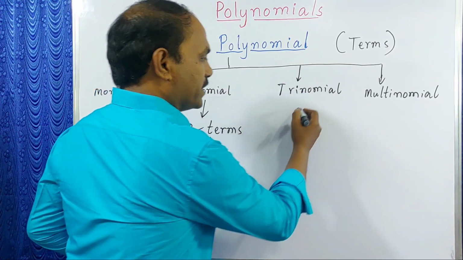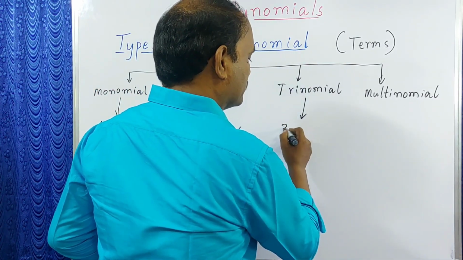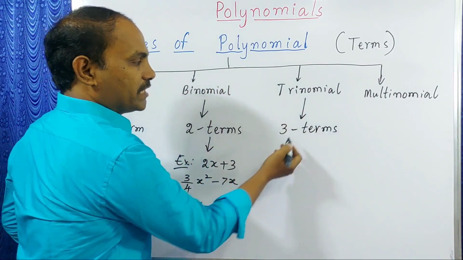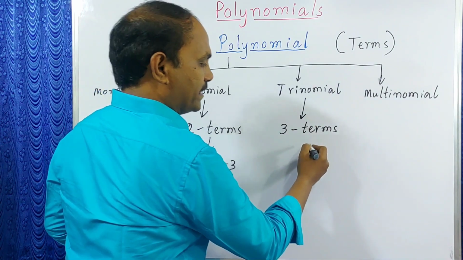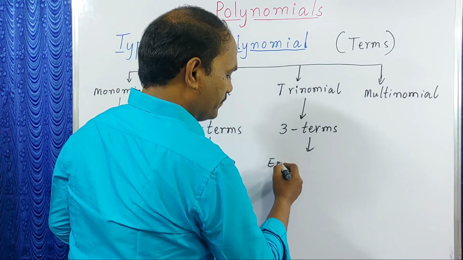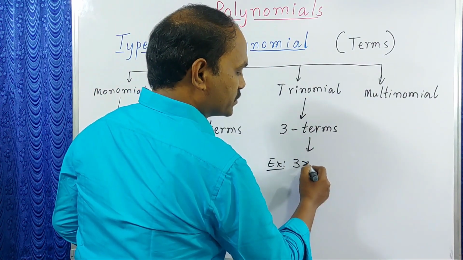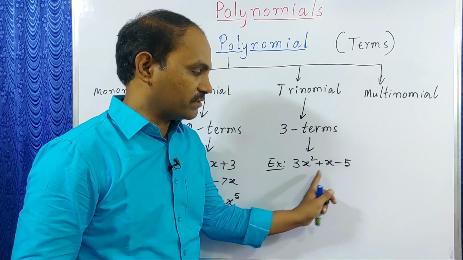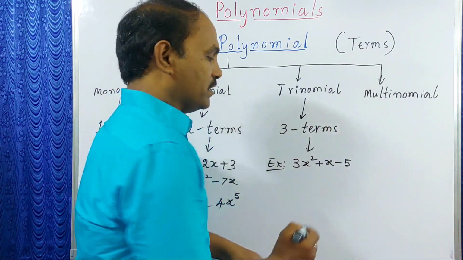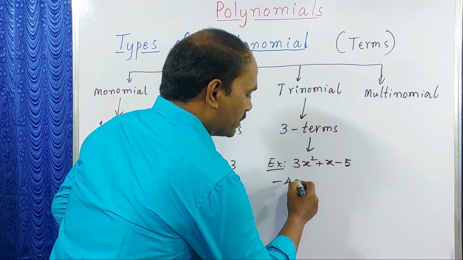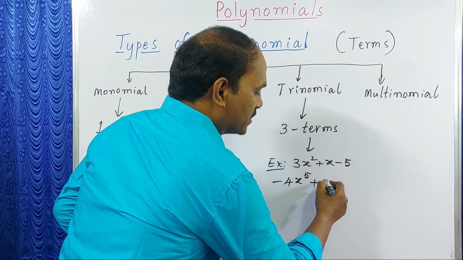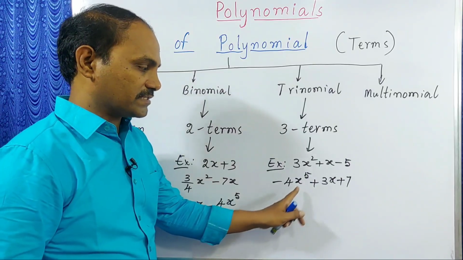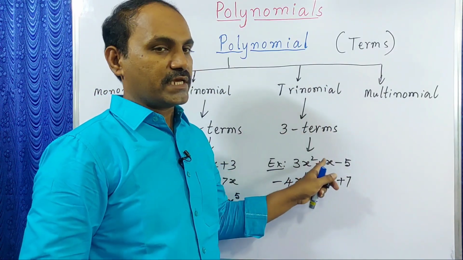If three terms are there, then it is called a trinomial. If a polynomial contains three terms, then it is called a trinomial. For example, 3x square plus x minus 5. Is it? Three terms are there, that's why it is a trinomial. Or minus 4x power 5 plus 3x plus 7. This one also has three terms, that's why it is a trinomial.